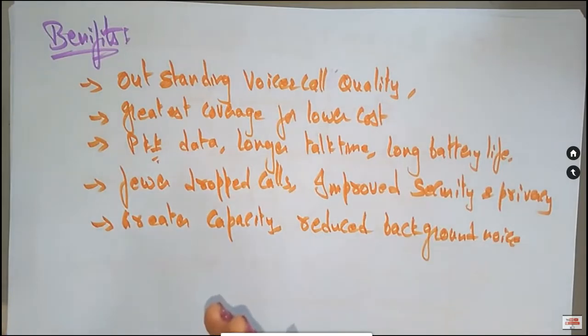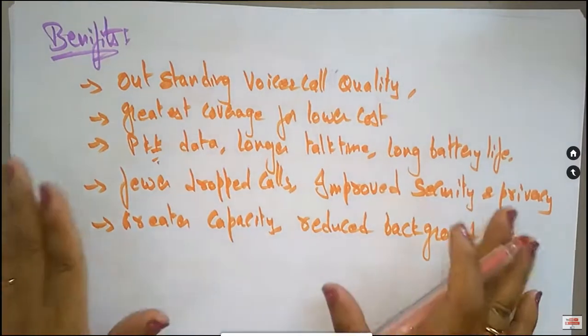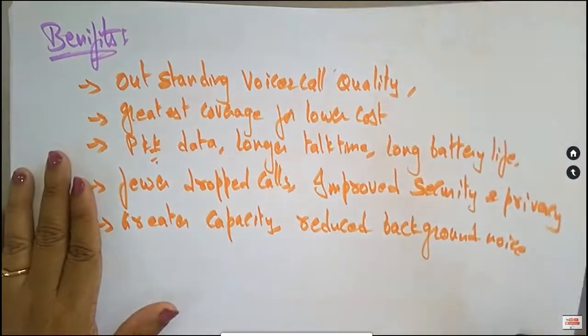So if you use CDMA, you will get higher voice and call quality, and it covers a large coverage area at the lowest rate, and here the battery life is long, and only fewer calls will be dropped. It improves the security as well as the privacy. It has greater capacity, reduces the background noise, and also provides the feature for rapid development. So these are the benefits of code division multiple access.